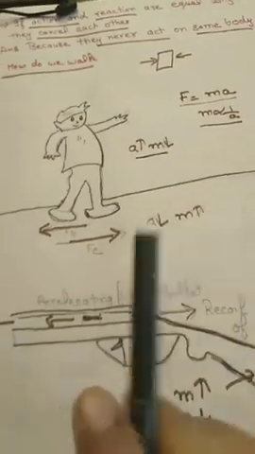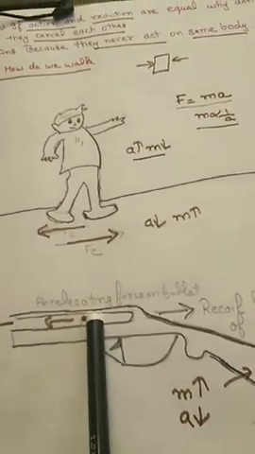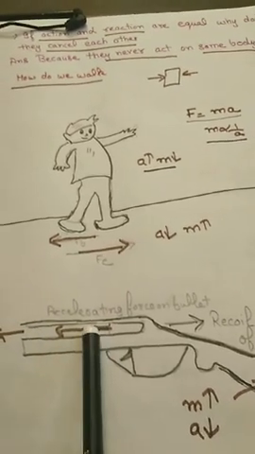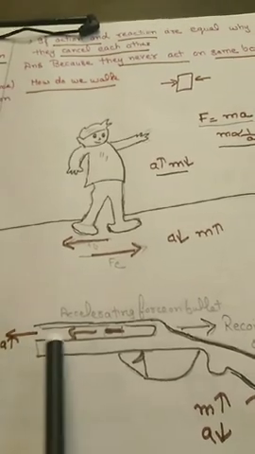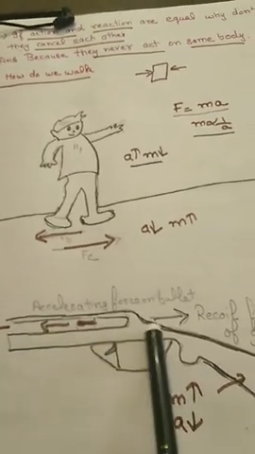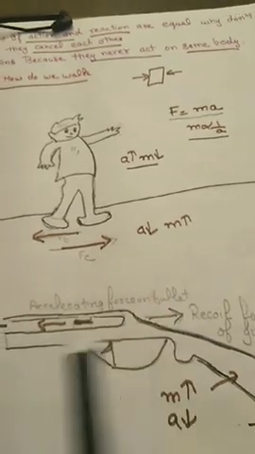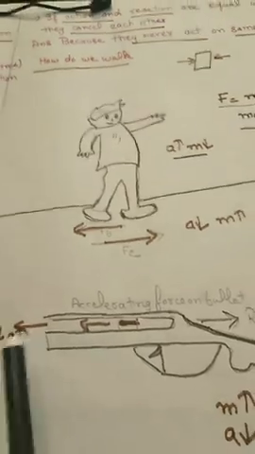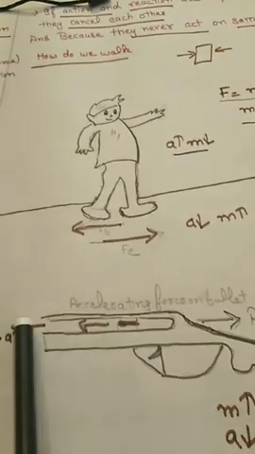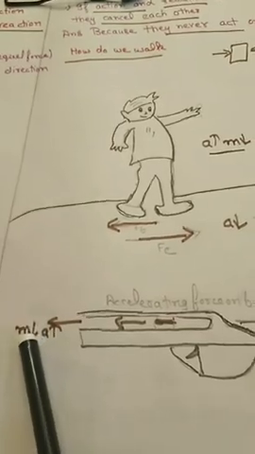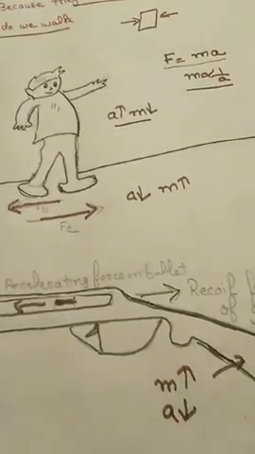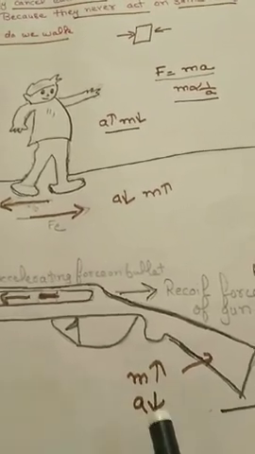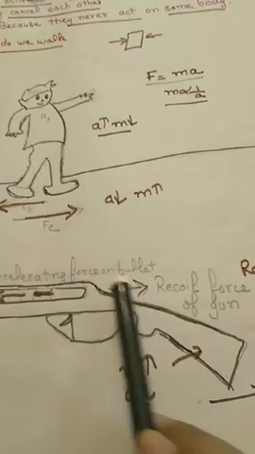Let us take another example. We have a gun. A bullet is released from the gun with very large acceleration, and the action is produced by the bullet. As a reaction, the gun will move in the backward direction, but the bullet's acceleration is much higher as compared to the gun, because the mass of the bullet is very less as compared to the gun. If the gun has higher mass, then it produces very less acceleration in the backward direction.